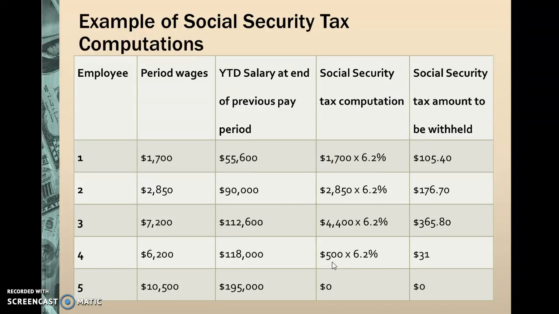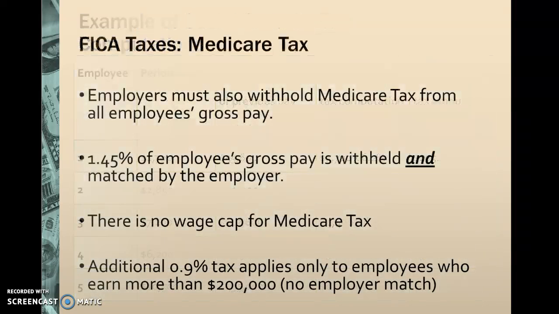Employee number 5 is way beyond the Social Security tax wage base amount, so they will have no Social Security tax withheld off their payroll check. One thing I will mention again is that whatever the employee pays in Social Security tax, the employer must match. The other FICA tax is Medicare tax. Employers must also withhold this from the employee's gross pay. The percentage for Medicare tax is 1.45%. That is withheld, and it is matched by the employer.